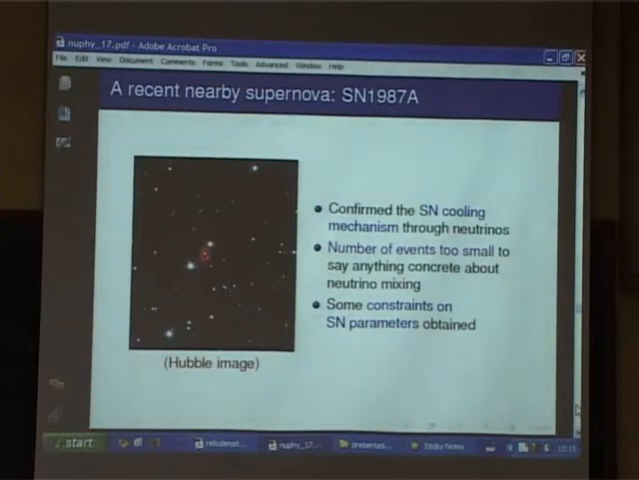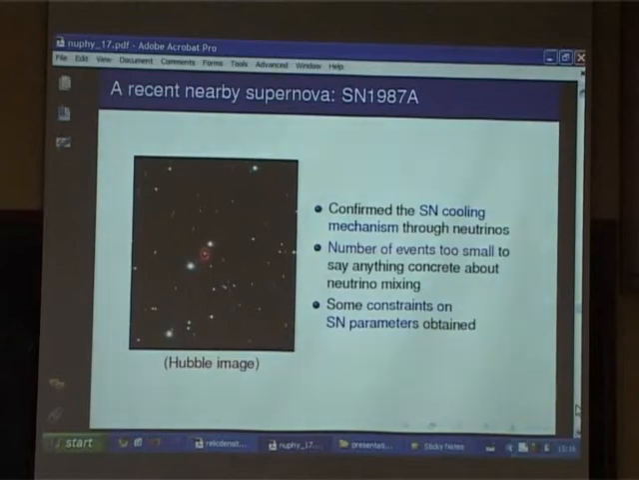And then we observed some events in other detectors as well. But firstly, we were not ready with big detectors. Secondly, this supernova happened not in our galaxy, but in the Large Magellanic Cloud, which is about 55 kiloparsecs away. So therefore, the number of events was small. It was too small to say anything about neutrino mixing.